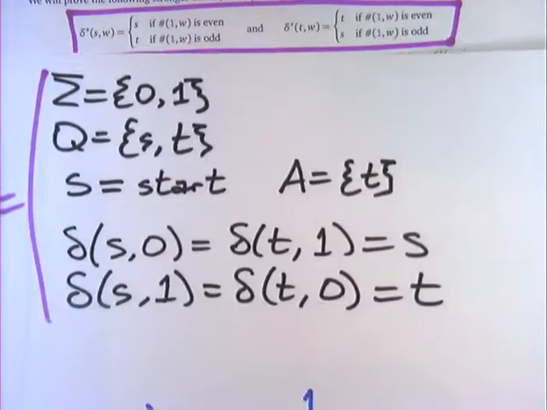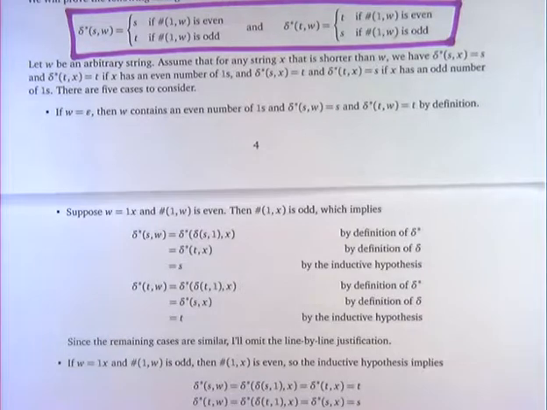There it is. And then delta star of T comma X is S because X has an odd number of 1s and X is shorter, so that I get by the induction hypothesis. Similarly, if I start in T and I read W, then I end up at T. First by the definition of delta star, then by the specification of delta, and then by the induction hypothesis.